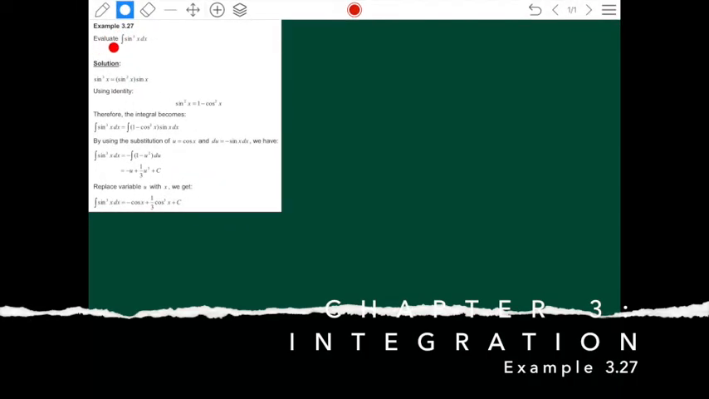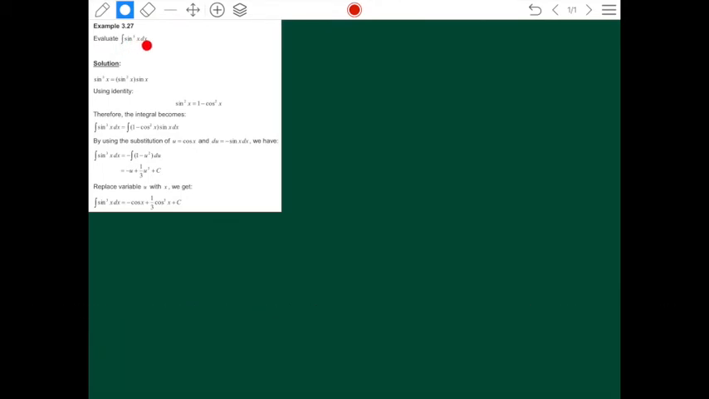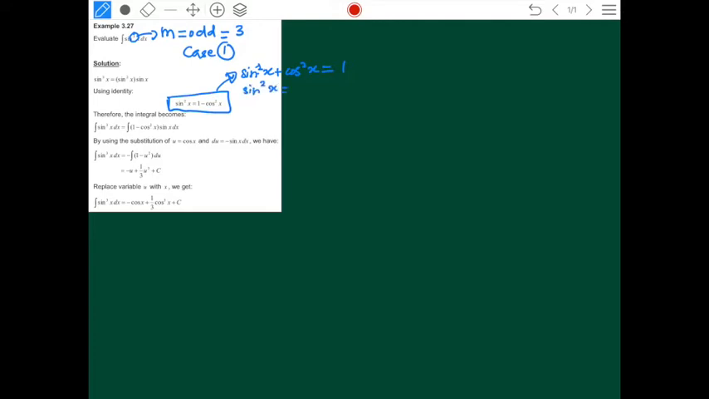Here we have example 3.27. You need to evaluate sine cube, or sine power of 3x dx. If you look at the power here, m is odd since the power is 3, so it falls under case 1. You need to use this identity, which comes from sine squared x plus cos squared x equals 1. Since we want sine squared only, we move the cos squared x to the other side so that it becomes 1 minus cos squared x.